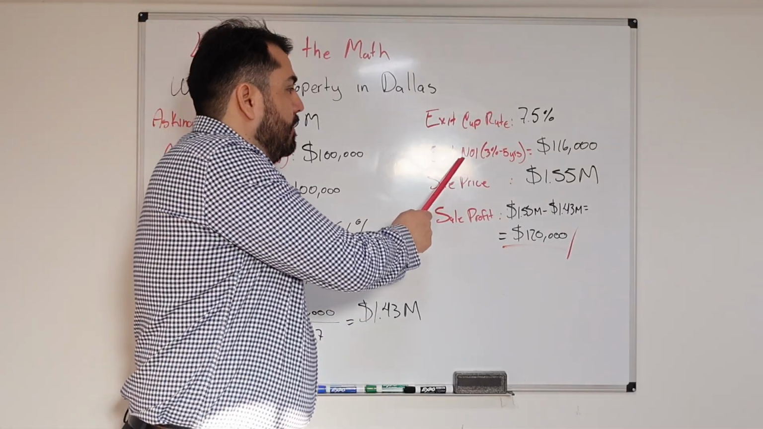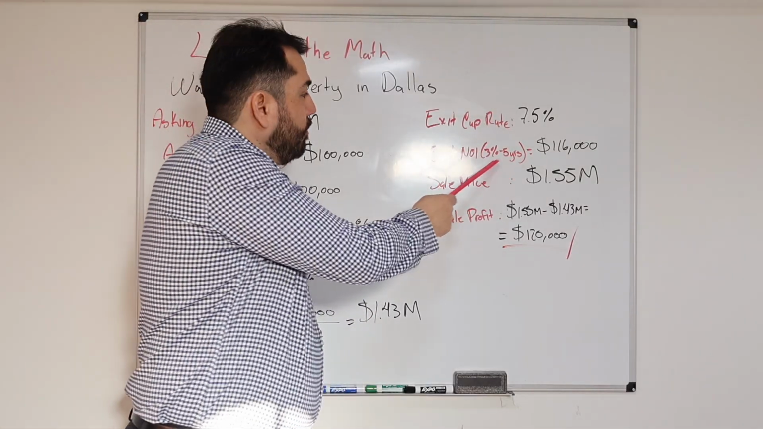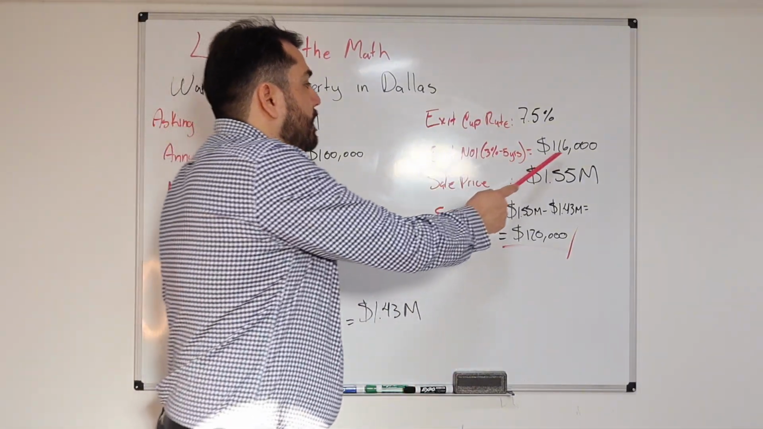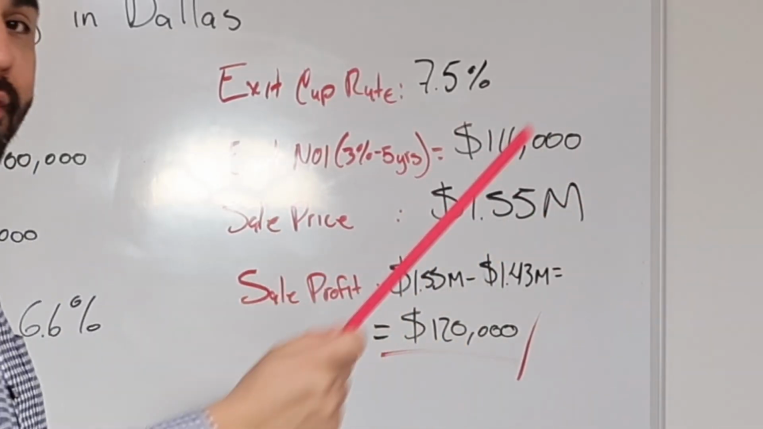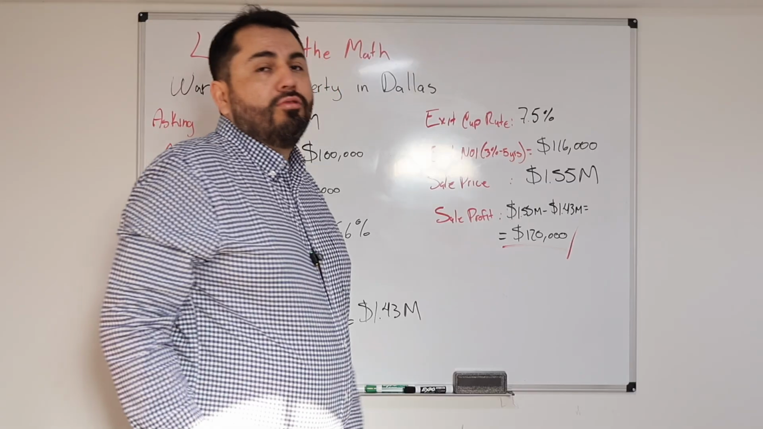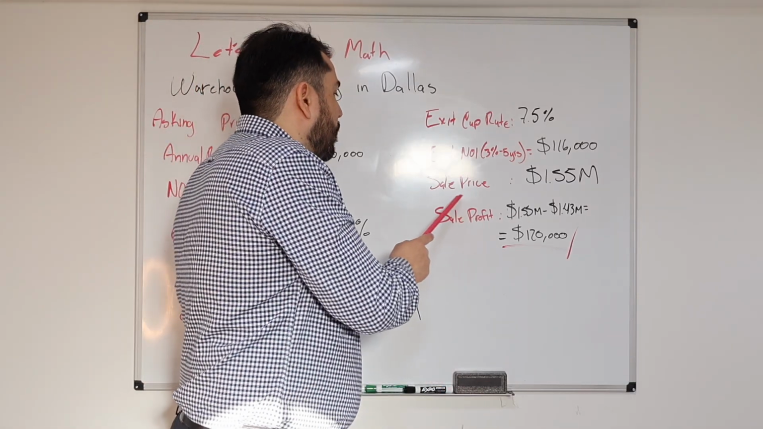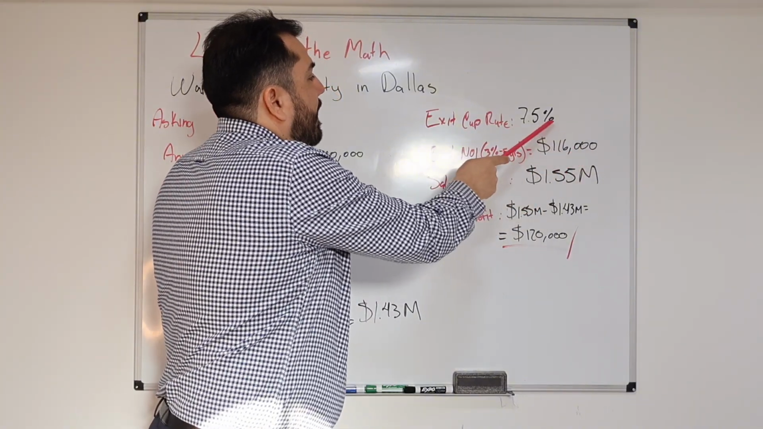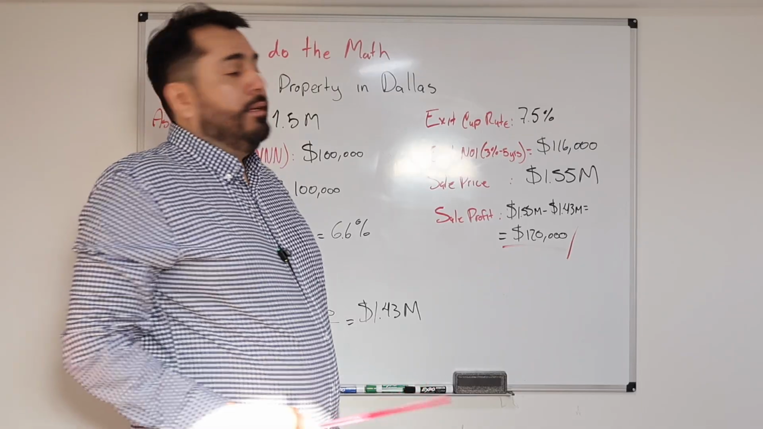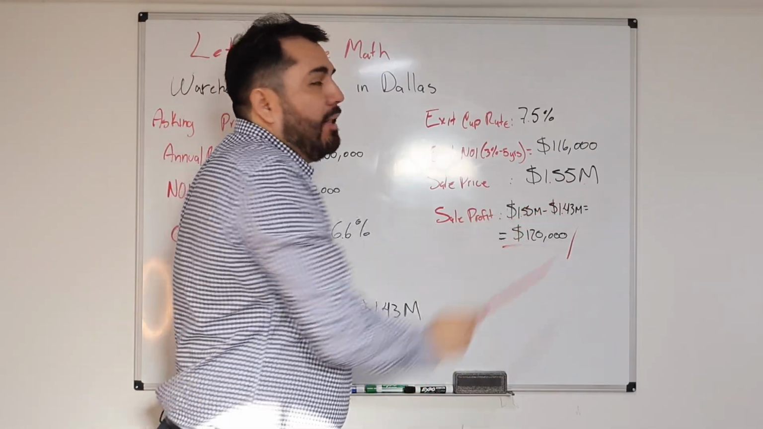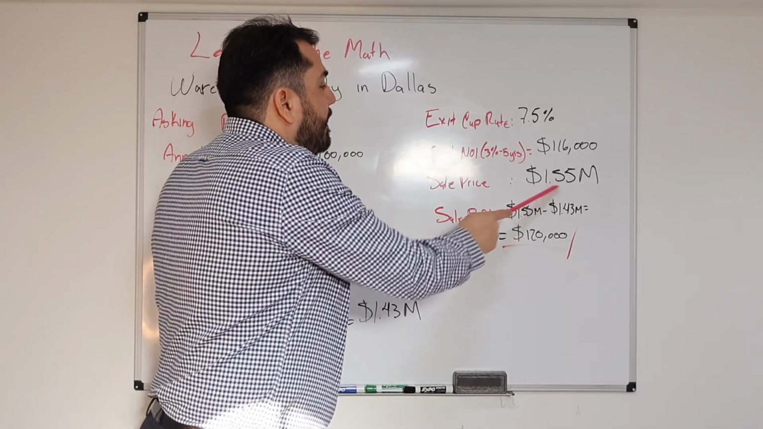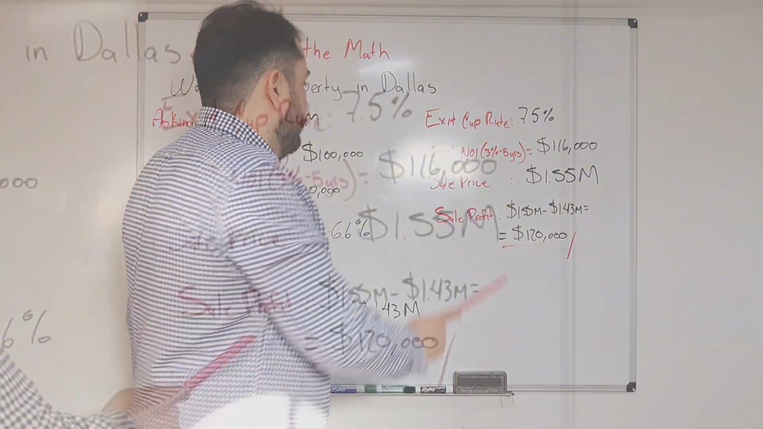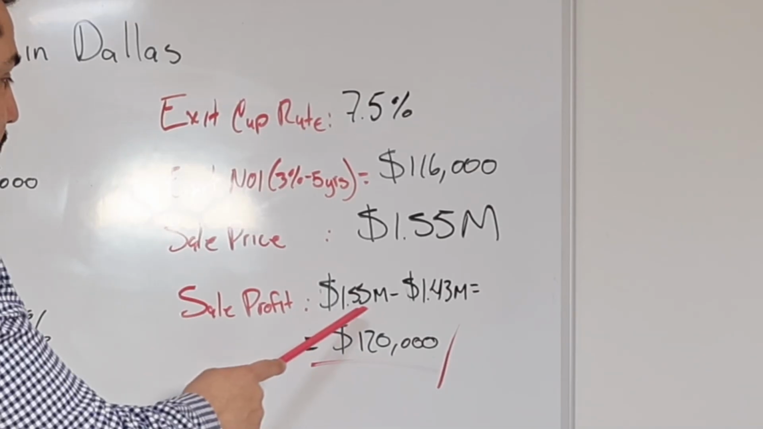But because the rents are growing 3% annually for the 5 years on the lease, the final NOI at the 5th year is around 116,000. Okay, so if we divide 116,000 by the cap rate, we get the sale price value of the property, which will be around $1.55 million.